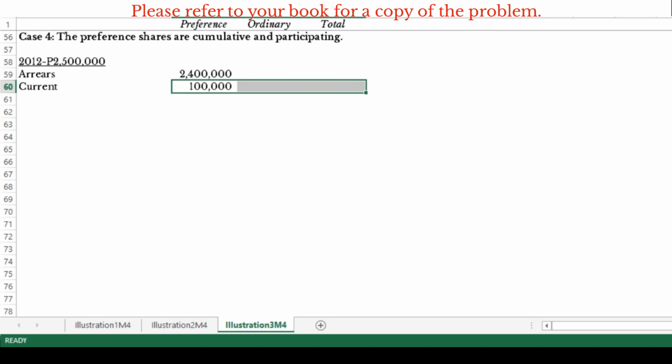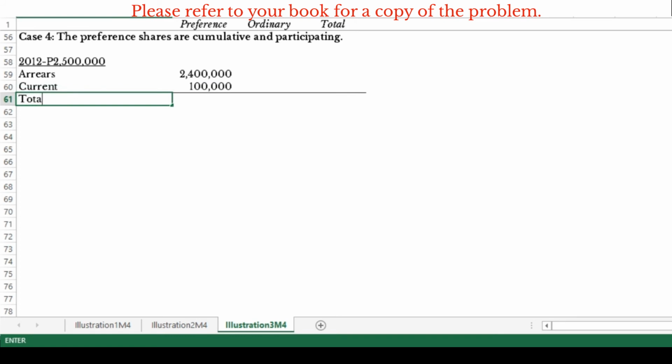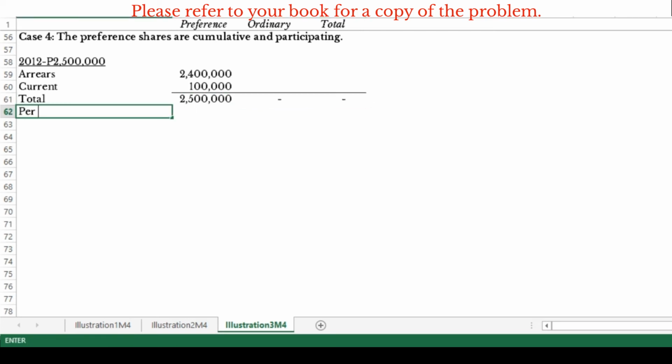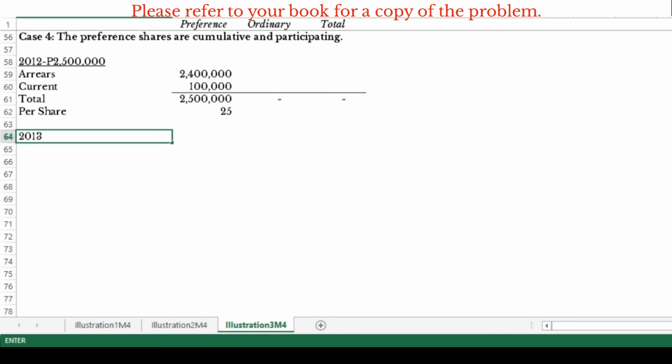So in this case, walang marireceive ulit si ordinary. So ang total natin would be 2.5 million will go to the preference shareholder. So all of it. Next, the per share figure, we divide this by 100,000. So, 25 pesos per share. Okay, dito tayo, 2013. Declare 3.5 million. So, again, we start with the arrears.